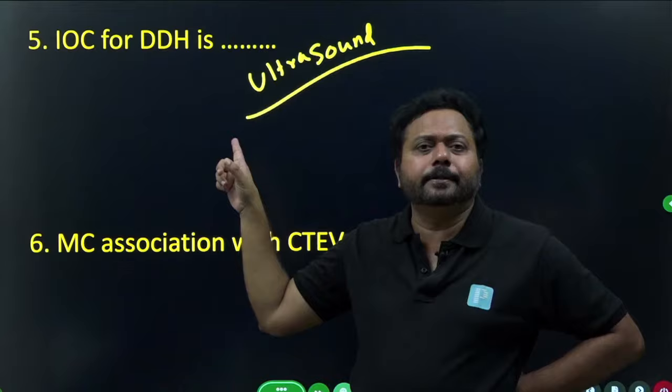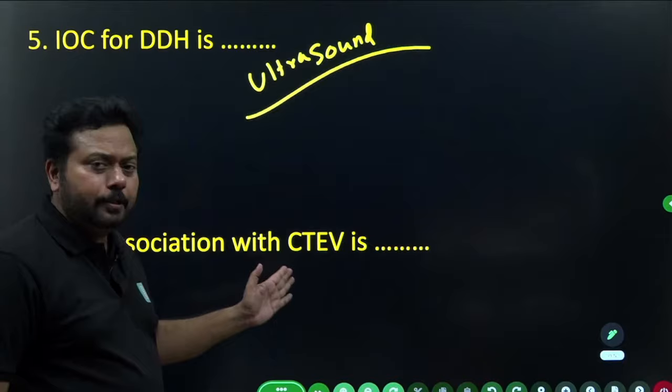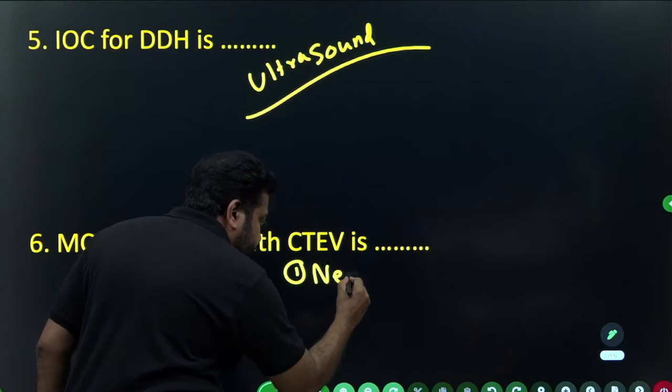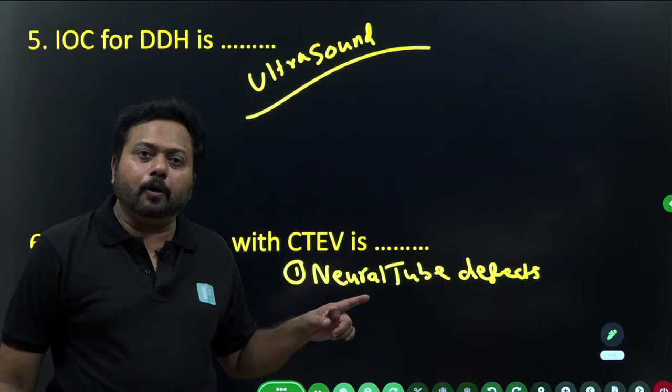Okay, very simple. Coming to the next one-liner: most common association with CTEV, congenital talipes equinovarus. This is a sure question. The most common association of CTEV is, by this time you would have guessed, neural tube defects. Neural tube defect, in simple terms, is called spina bifida.